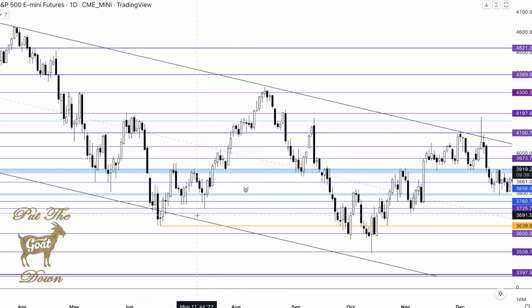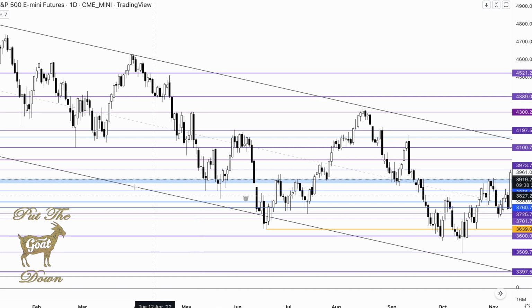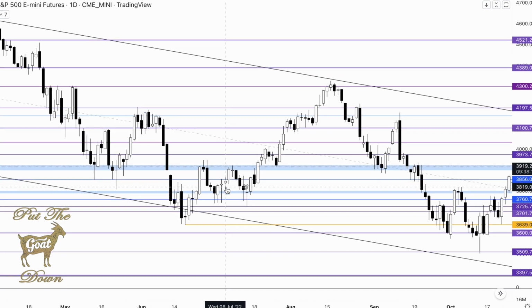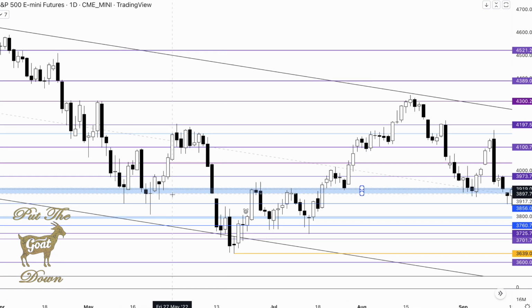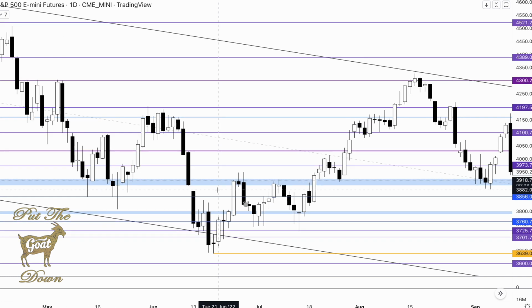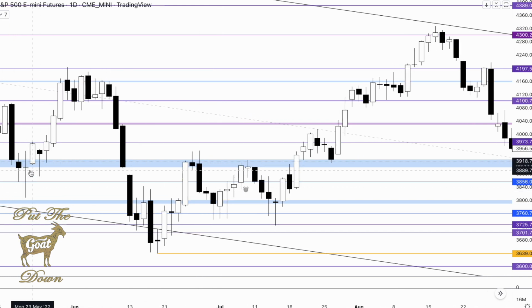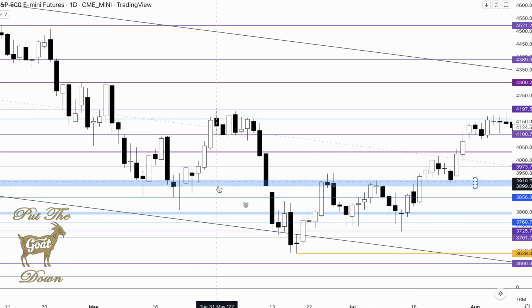When you look at wicks, you look at a combination of wicks, right? So right here, this would have been something that I drew to say, okay, we came down, we bounced. If price comes back to this level, I expect there to be a reaction there, and there was, right? When price came back, there was a reaction.